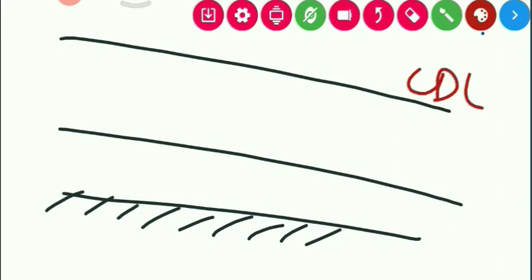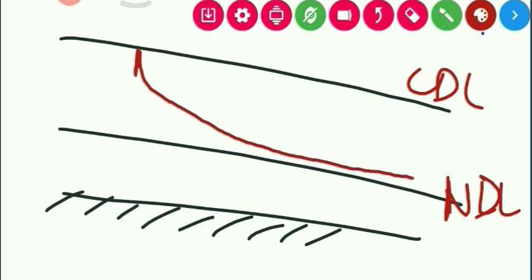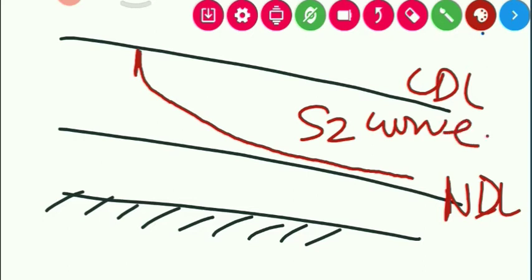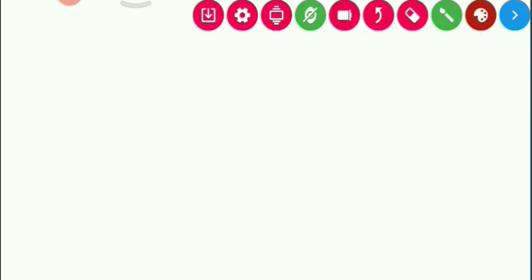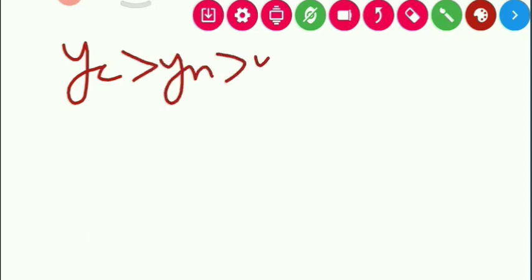this is the critical depth line, this is the normal depth line. So at the critical depth line, the water surface will be perpendicular to it, and when it travels to the normal depth line, it will be tangential. So this is the S2 curve. Okay, now let's see the third case in which yc is greater than yn greater than y.